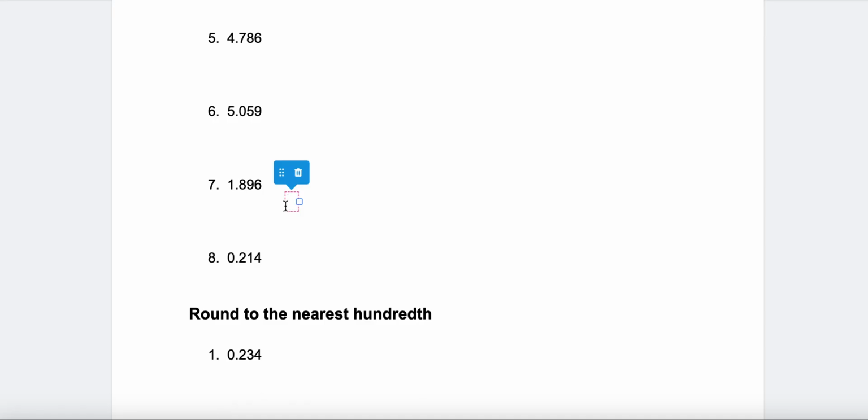How can you round that? The number after 8, which is the tenth place, is 9. So you will have to round it up. So this will be 1.9.